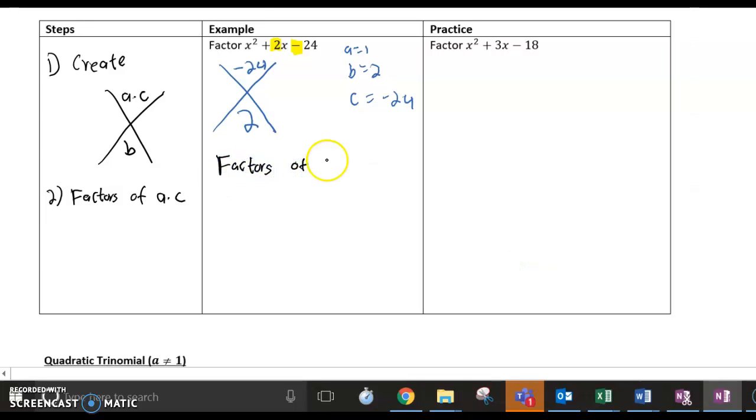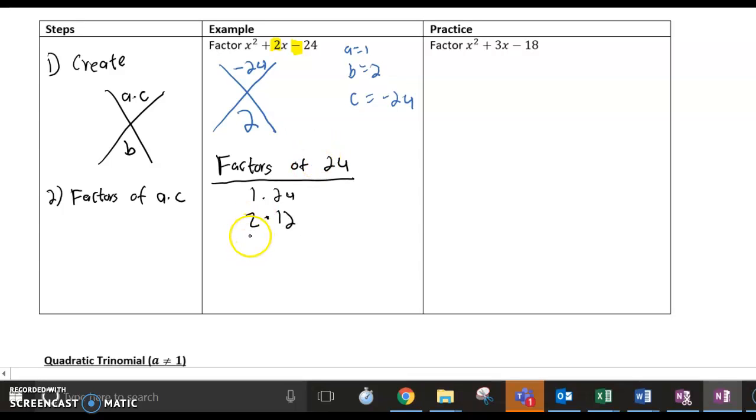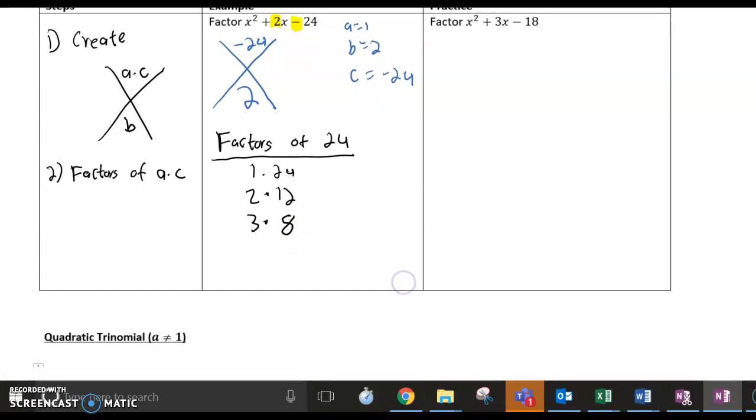Factors of 24. It doesn't matter if it's positive or negative. We'll deal with that when we're trying to add to 2. So obviously I've got 1 and 24. That's not going to add to 2. Let's go down to the next one on the list. Does 2 go into 24? Yes. 2 and 12. You can't get that to be 2 either. Does 3 go into 24? Yes. 3 and 8. Can we get that to be 2? Nope. Does 4 go into 24? Yes. 4 and 6. Aha.